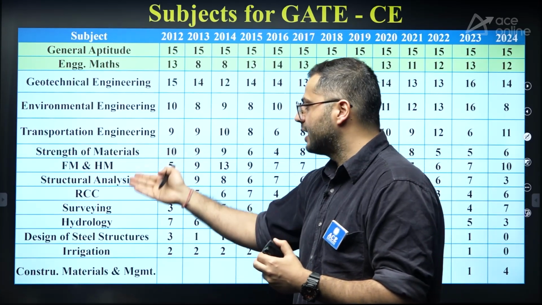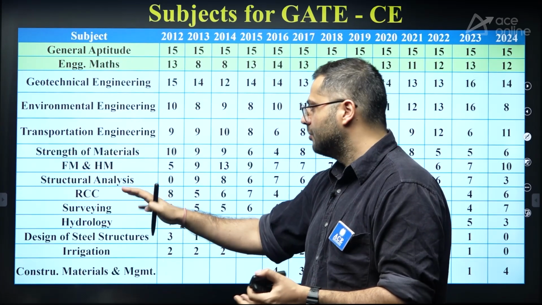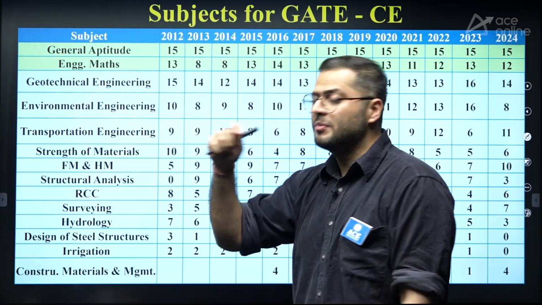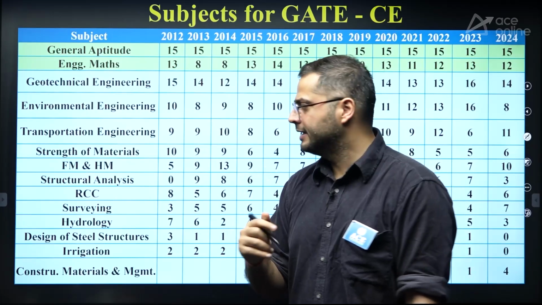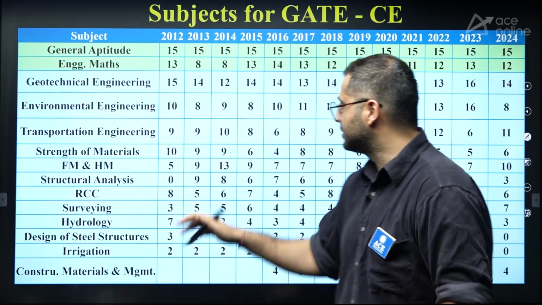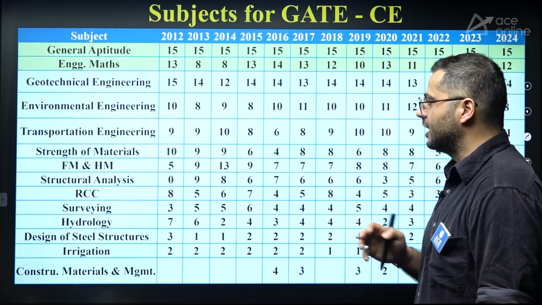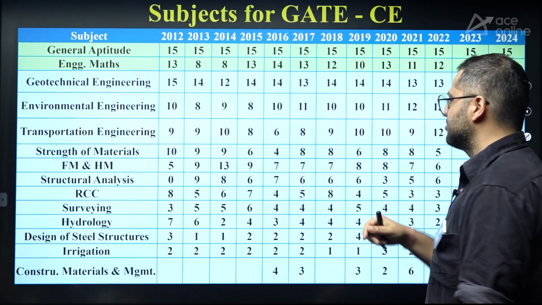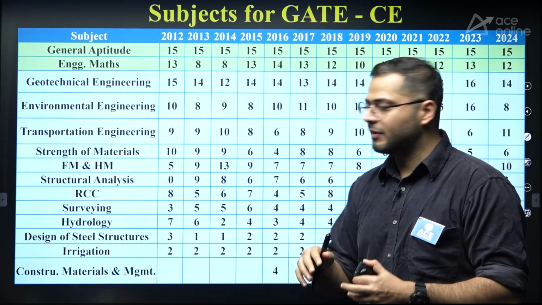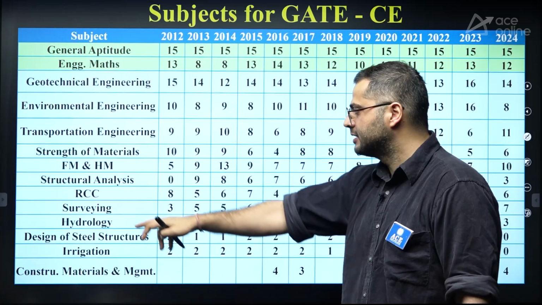Apart from that, there is FM, structure analysis, RCC, surveying, hydrology, steel, comparatively less weightage. Fluid mechanics, sometimes the weightage is also very high. Structure analysis also sometimes, no question has been asked. See, in 2012, no question asked in structure analysis, but after that, consistently 6 to 7 marks structure analysis was asked. Surveying, hydrology, less weightage.